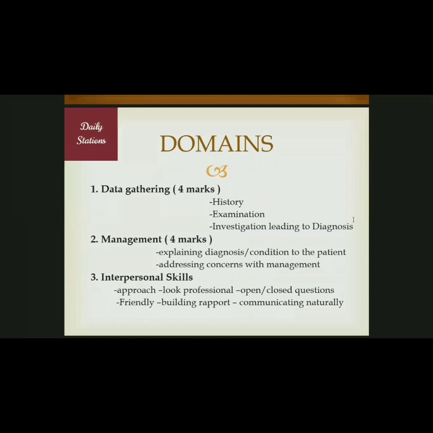In this exam, I hope you have seen the introductory video that I posted. There are three domains. The first domain is data gathering. You have 4 marks in it. Every domain has 4 marks. What comes in data gathering? It's the history and the examination and the investigation that leads to the diagnosis. For example, if it's a chest pain scenario, it would be the ECG. So this comes in the data gathering.